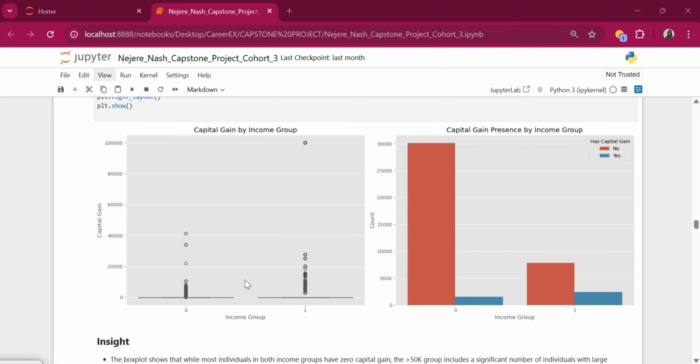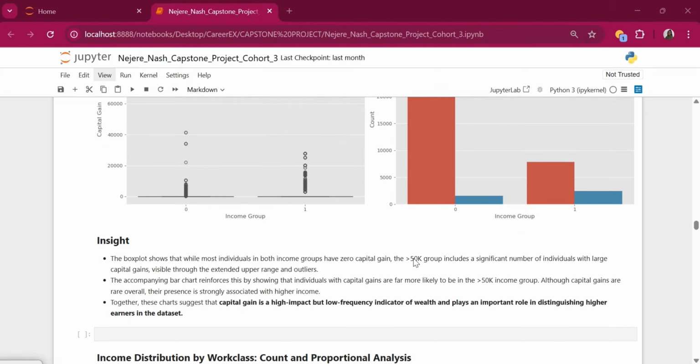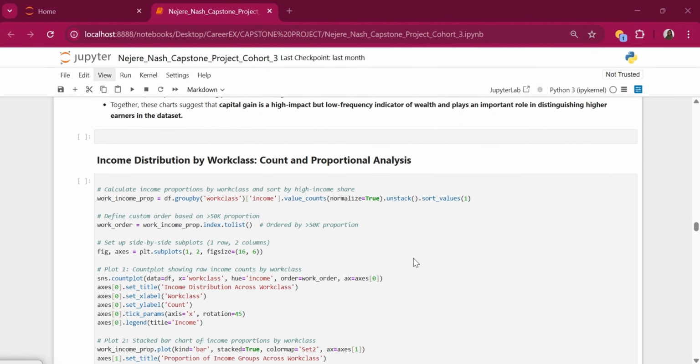But if you look beyond this level, there are more people in the group earning greater than 50K that have a capital gain, and we can see we have a clear outlier here. It's also evident in this chart. So as much as capital gain is very rare in both groups, when it exists, it actually has great influence on the income of people.